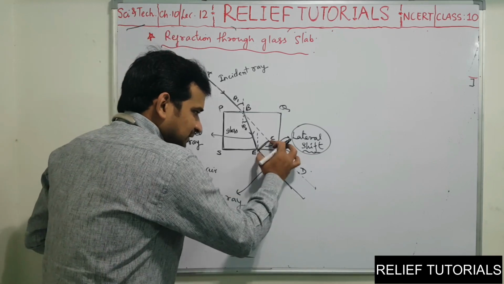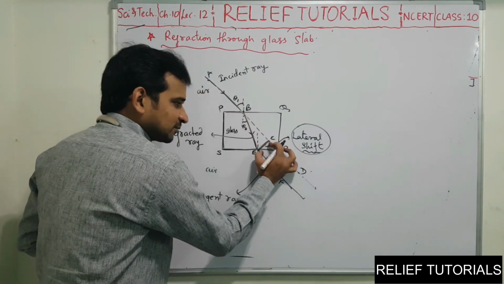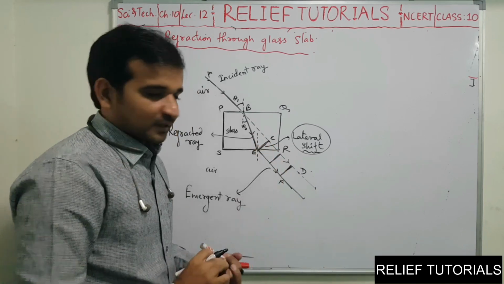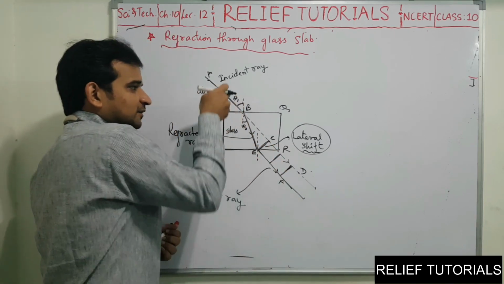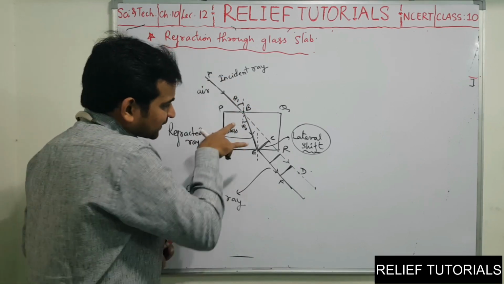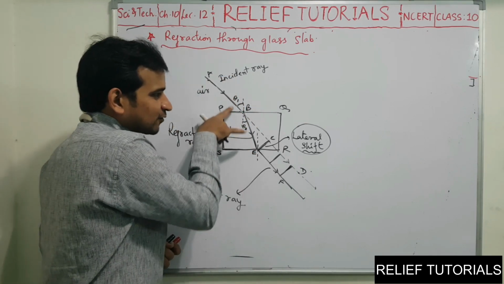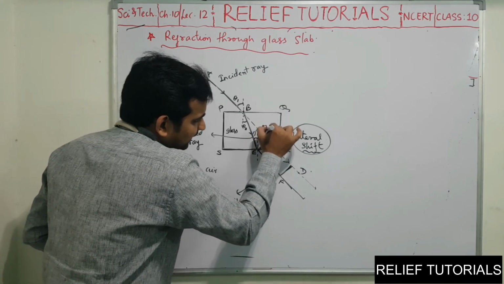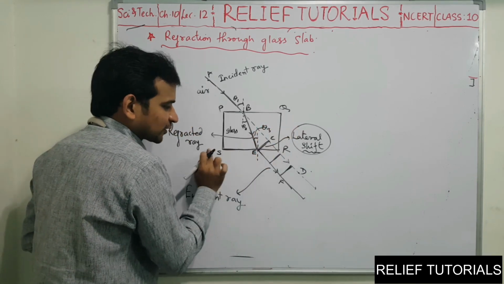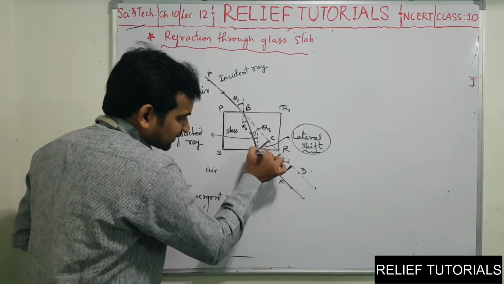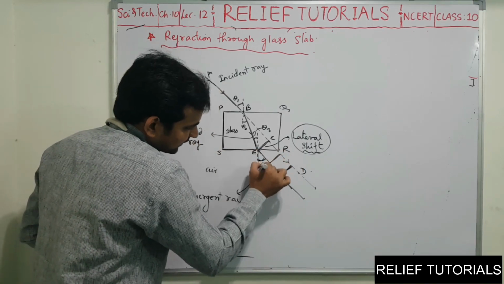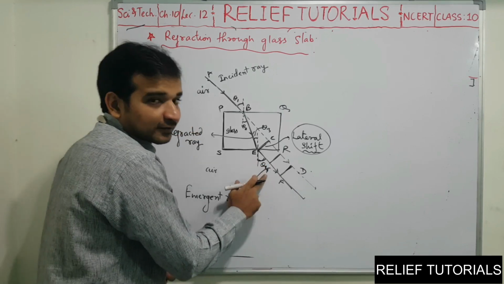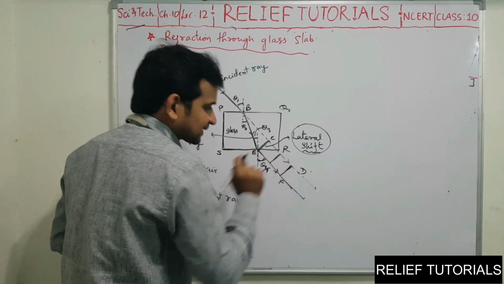Now this lateral shift distance depends on many factors. Consider this is the angle of incidence. Look at this. Theta 1 is the angle of incidence. Theta 2 is the angle of refraction for the interface PQ. This is theta 3, and this angle is the angle of incidence for interface SR, and this is the normal. So this angle is theta 4, and theta 4 is the angle of refraction for interface SR.